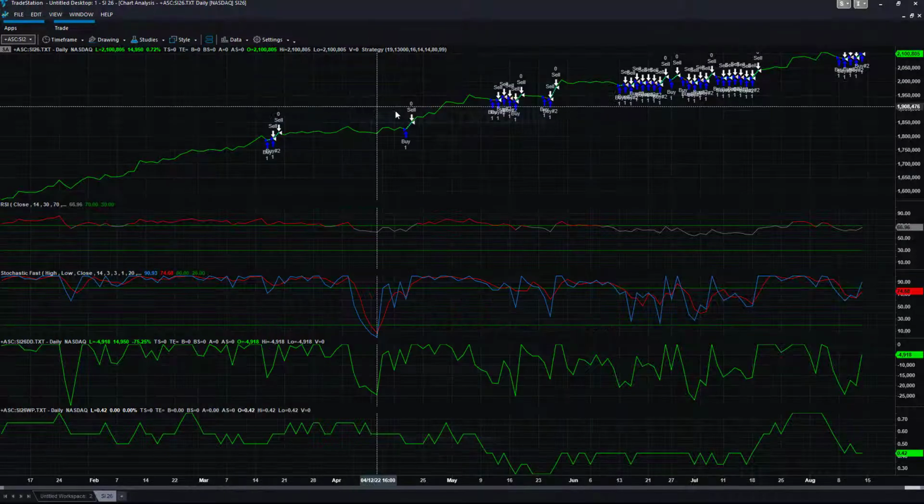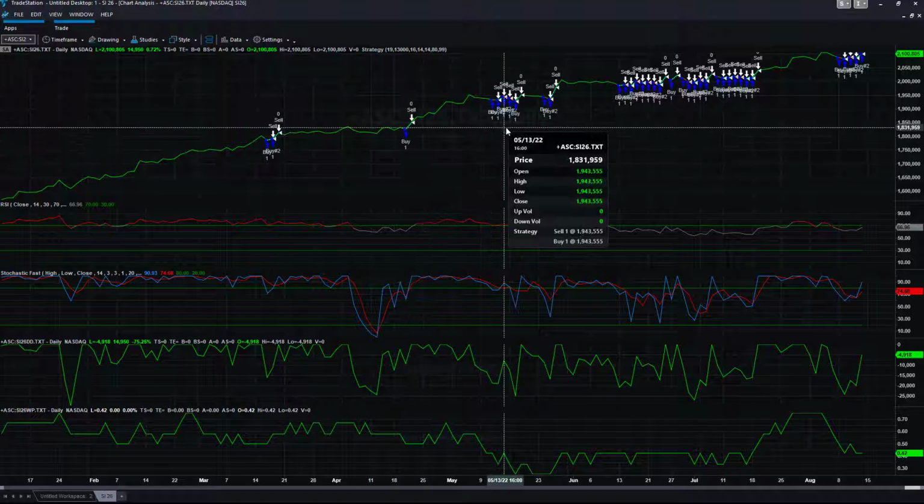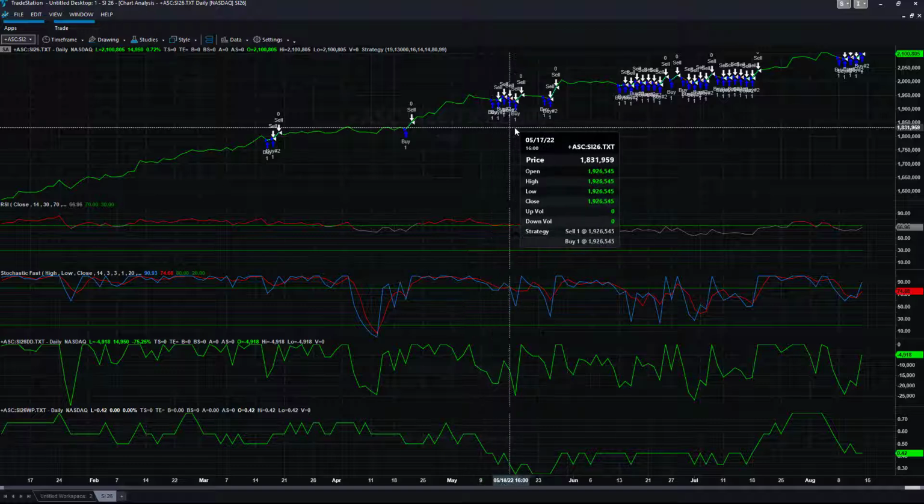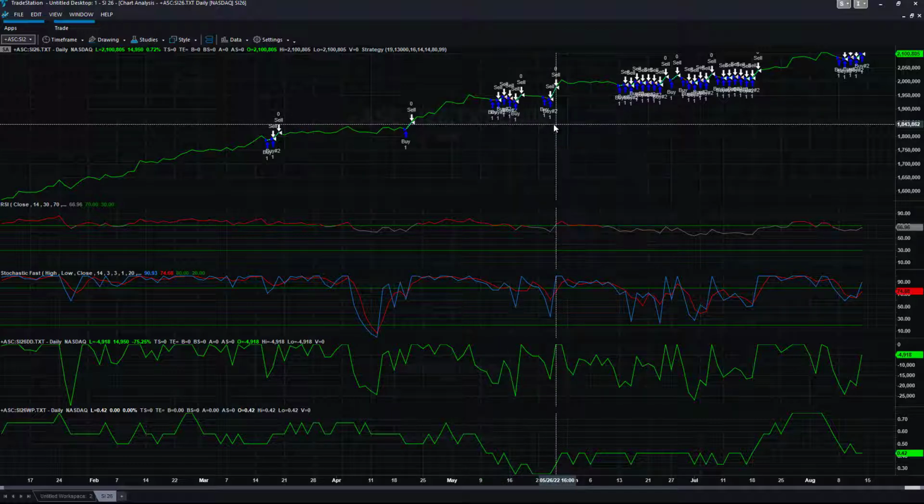Not as much of a straight line equity curve. You see how it starts? This is just one day. And then it starts here and it trades every day and then it stops. And it starts here, trades every day, and then it stops.